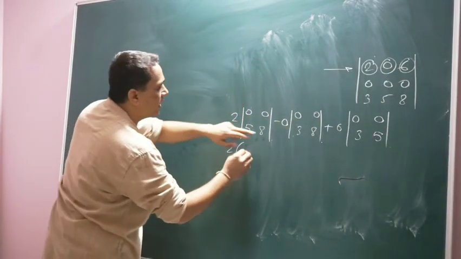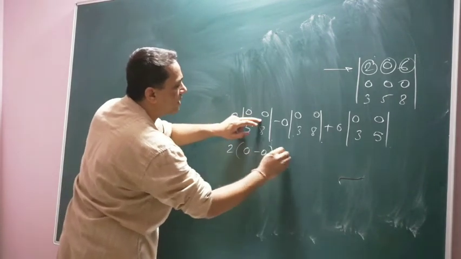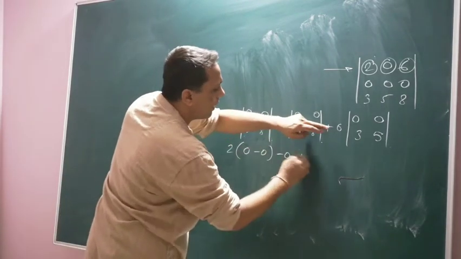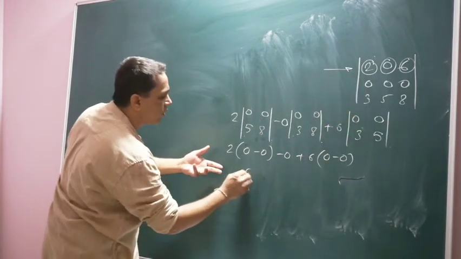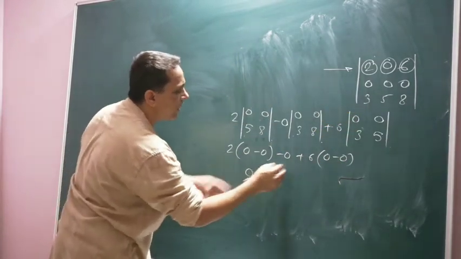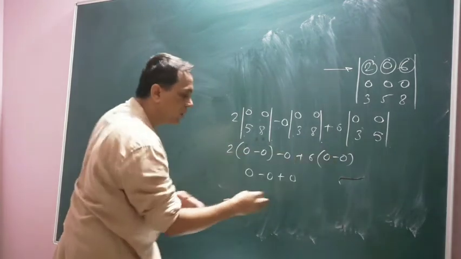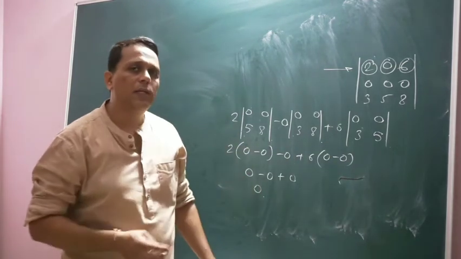So the value is 8 zeros are 0 minus 5 zeros are 0, minus this is 0, plus 6 into 5 zeros are 0 minus 3 zeros are 0. So this is 2 into 0 is 0 minus 0, and again 6 into 0 is 0. So the final value is 0.